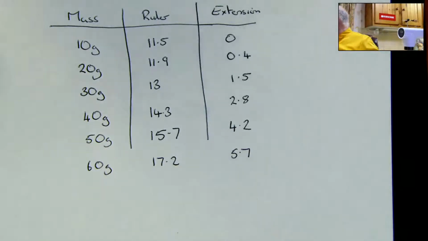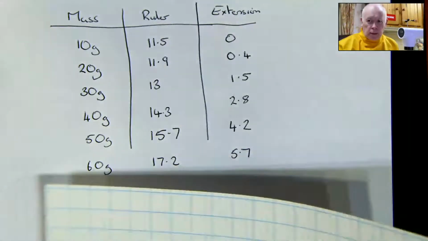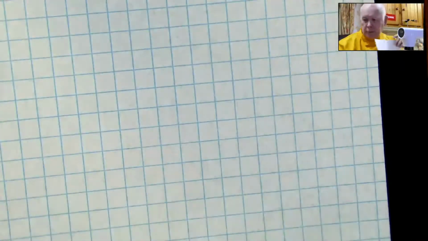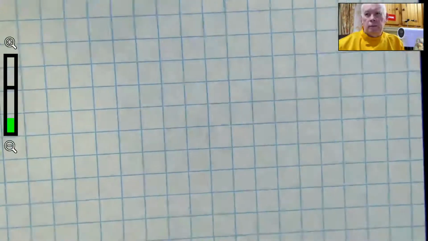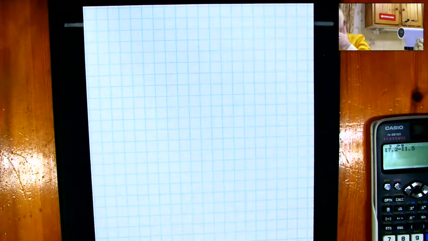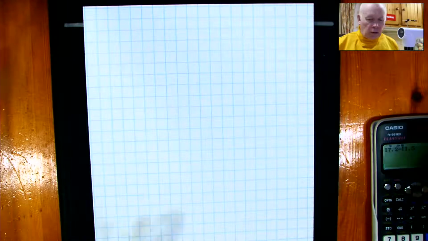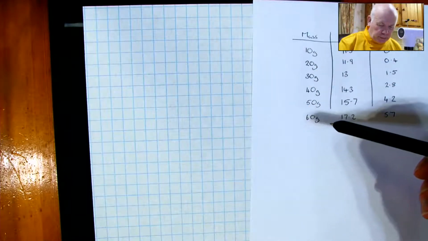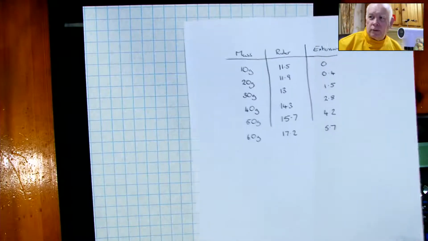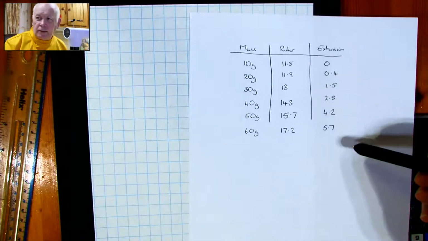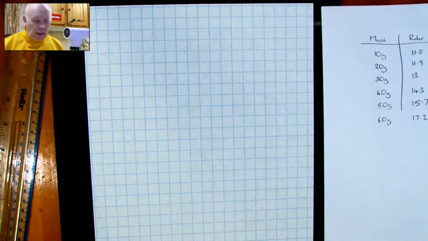So what's left to do? Well, we've got to see what happens when we plot this, and I'm going to try and plot this on a graph. Right, okay, so let's see about trying to draw a graph. The numbers that we're going to plot along the bottom are the independent variable, the numbers that we are changing. And the extension is the dependent variable, which will go along the vertical axis.